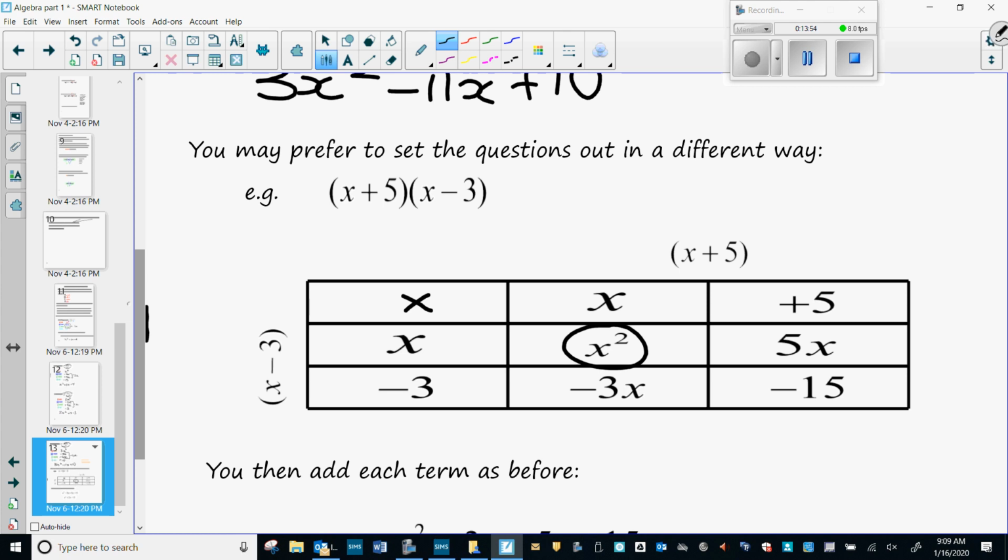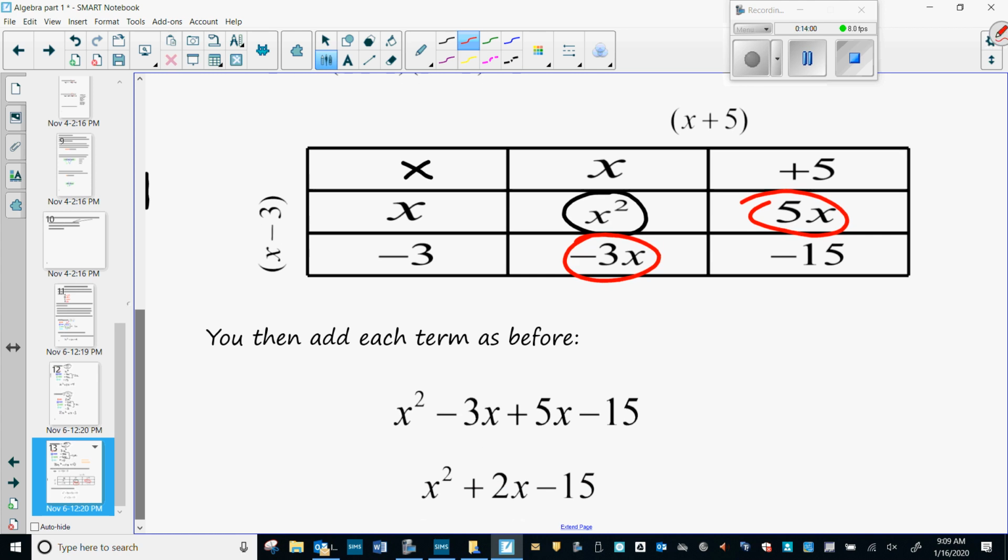Okay? And then in the same way, you say, right, oh, look, these are like terms, so I can join those together. And you would simplify them. Okay, so it's just a slightly different way of setting it out. If you don't like remembering FOIL, you might like the boxes. Okay, all good? All good, methods? Marnie, you awake?